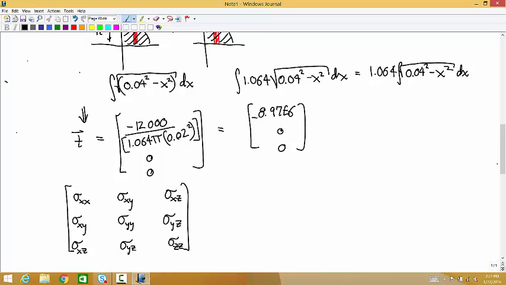So cosine and sine of 20 degrees is 0.940, 0.342, 0. And the relationship between traction and the stress tensor says that has to equal negative 8.97 times 10 to the 6, 0, 0.